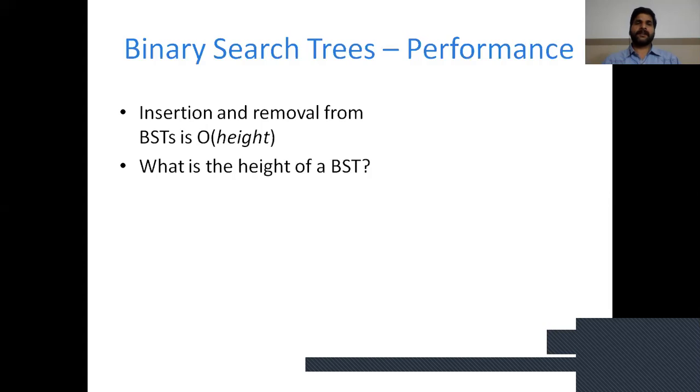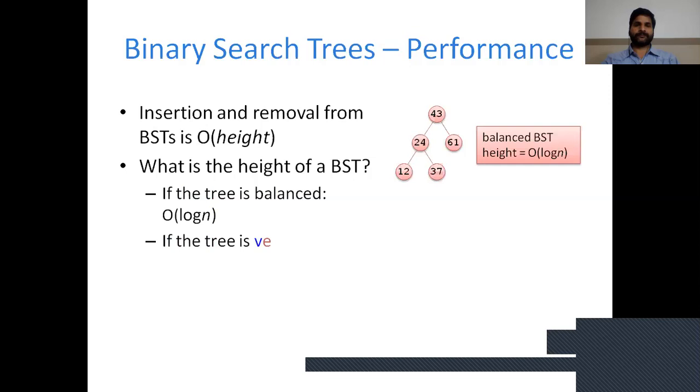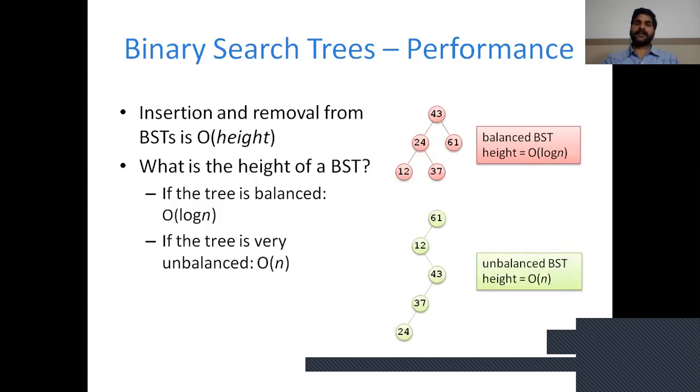So first, the binary search tree performance. Insertion and removal in a binary search tree take order of height. So what is the height of a binary search tree? If it is a balanced tree, the height of the binary tree is big O of log n. If the tree is very unbalanced, then the height of the unbalanced BST is order of n.